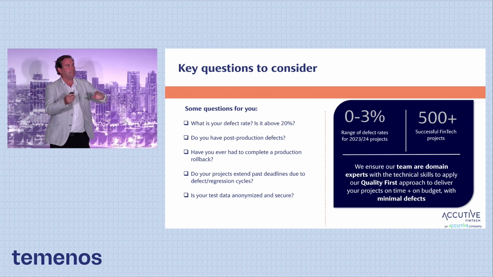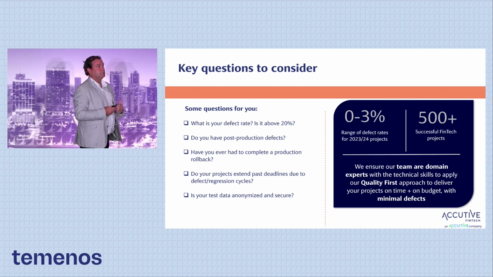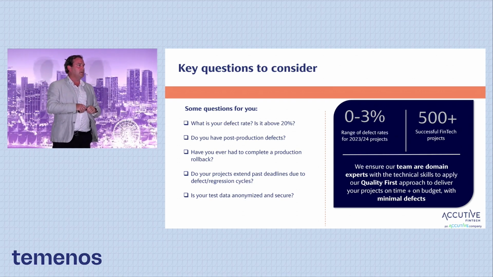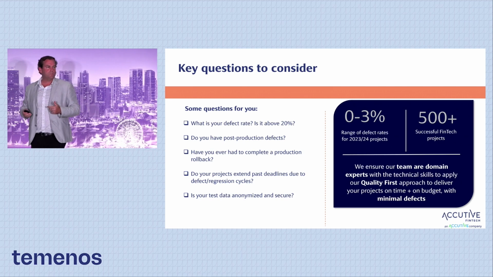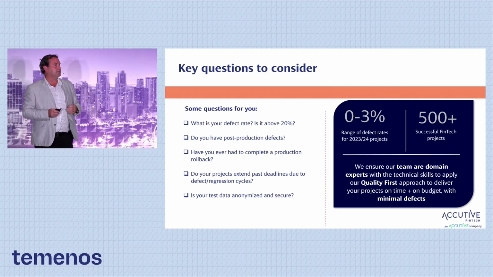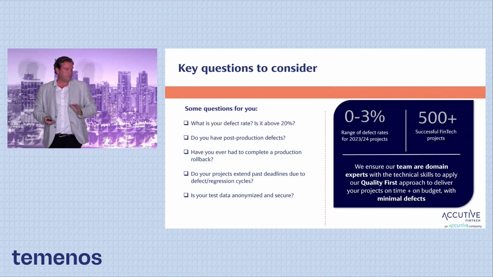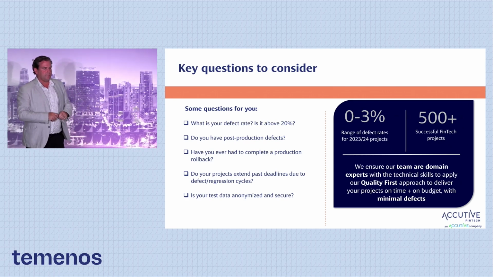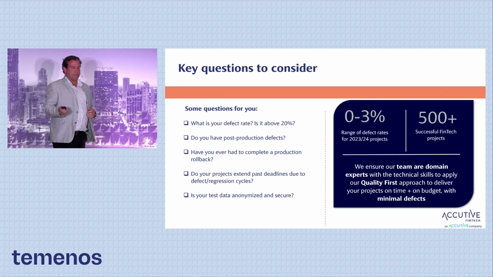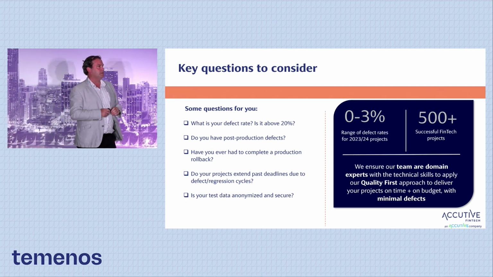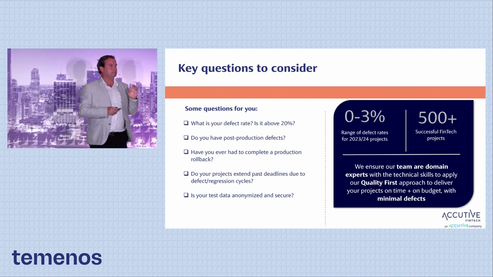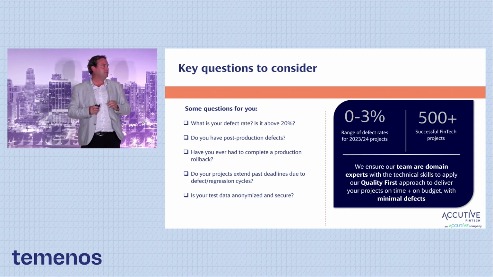So if you answered yes to any of those questions, I'm about to demonstrate some results that Accutive has managed to achieve, and also some techniques you can use to either reduce or eliminate those. And these definitely do work. So a little bit of information here. How do we do this? Accutive, we run at 0 to 3%. We've actually launched some projects that had 0 defects when we got to end-to-end testing.